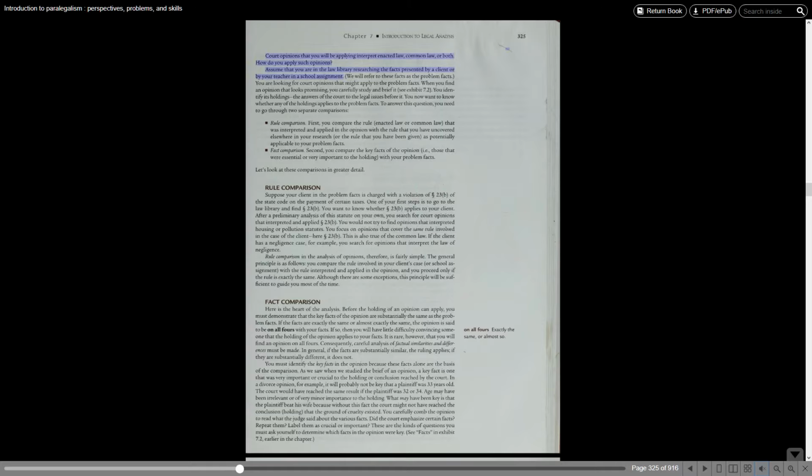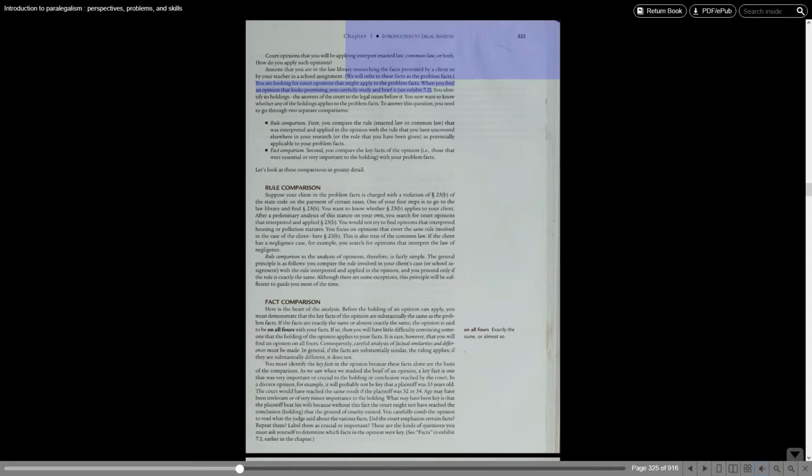Court opinions that you will be applying interpret enacted law, common law, or both. How do you apply such opinions? Assume that you are in the law library, researching the facts presented by a client, or by your teacher in a school assignment. We will refer to these facts as the problem facts. You are looking for court opinions that might apply to the problem facts.